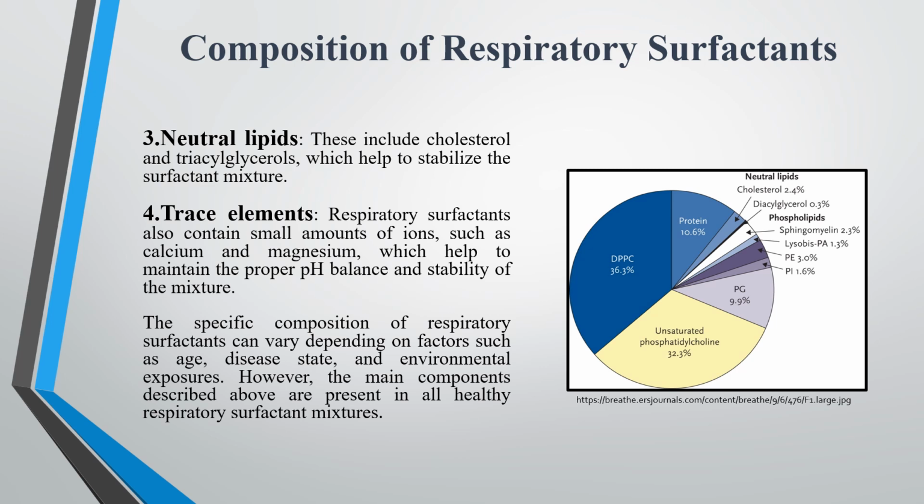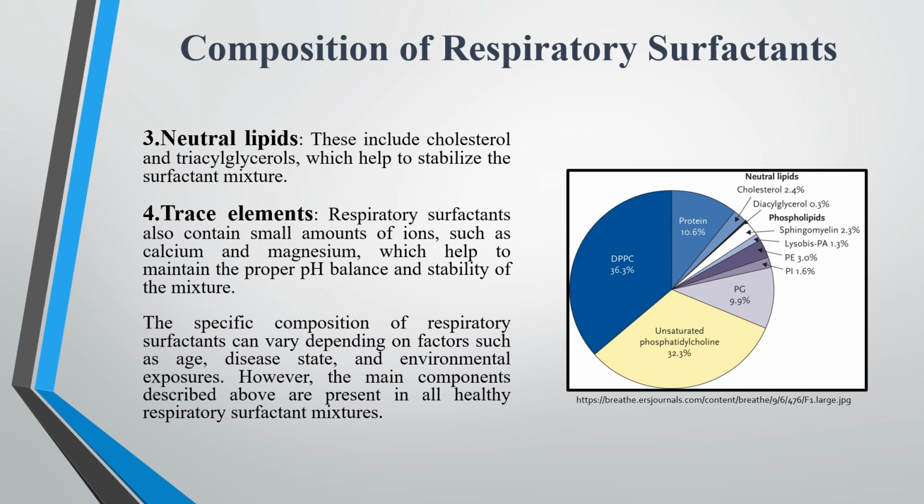The production of respiratory surfactants is regulated by several factors, including oxygen tension, glucocorticoids, and thyroid hormones. Low oxygen tension, as occurs at high altitude, can stimulate the production of respiratory surfactants.